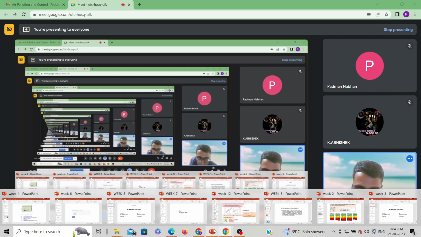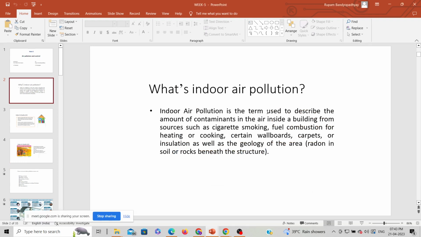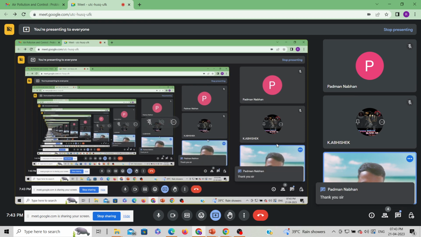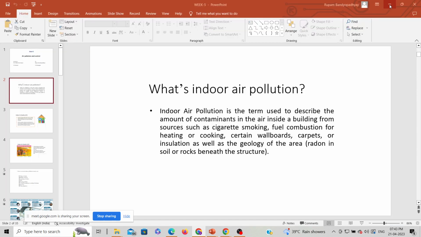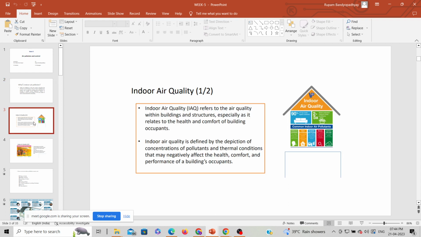Next, we learned about indoor air pollution, so it was indoor air quality. You have to know about the indoor air quality within buildings and structures, basically because it relates to the health and comfort of the people who are living inside the building.